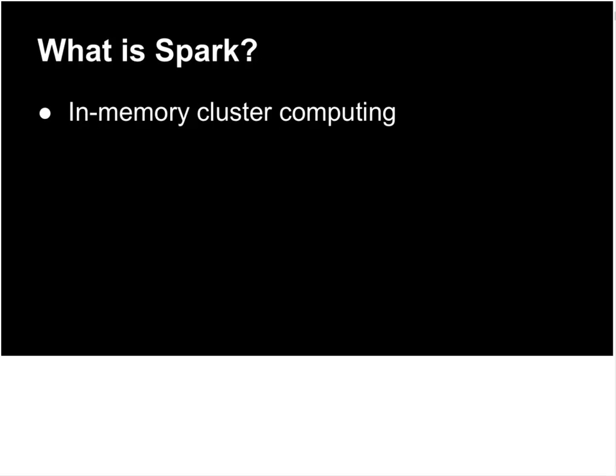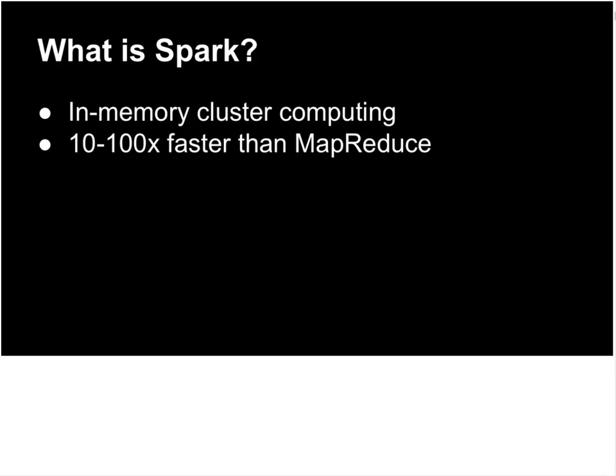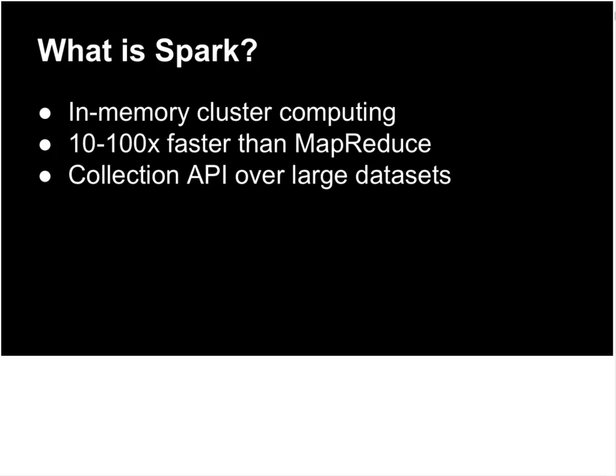So what is Spark exactly? Well, Spark is an in-memory cluster computing framework. It's built in Scala, which means it runs on the JVM. It can be 10 to 100 times faster than Hadoop MapReduce, primarily because it runs in memory and it avoids all the disk I/O.